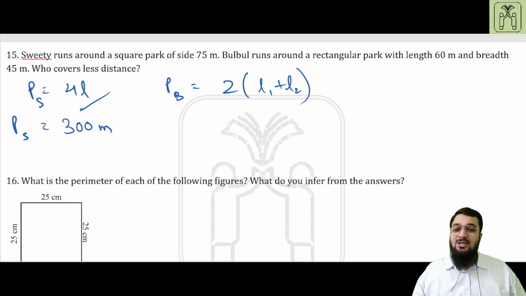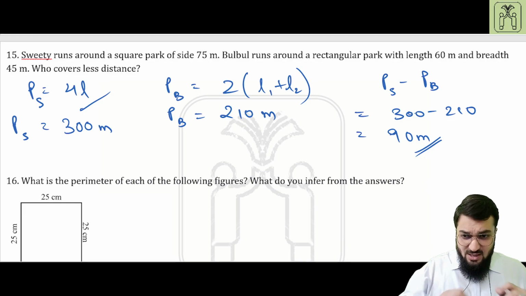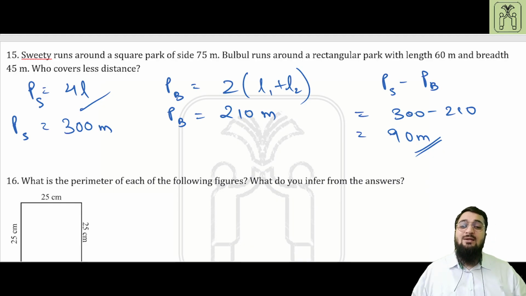You can calculate that by multiplying manually. The perimeter of the rectangle for Bulbul will be 2 into L1 plus L2, 60 plus 45 is 105, into 2 is 210 meters. Therefore, the distance of Bulbul is less, and by how much? We subtract the smaller one from the larger one. PS minus PB is 300 minus 210, which is equal to 90 meters. So the answer is PS runs 90 meters more than the distance run by Bulbul.